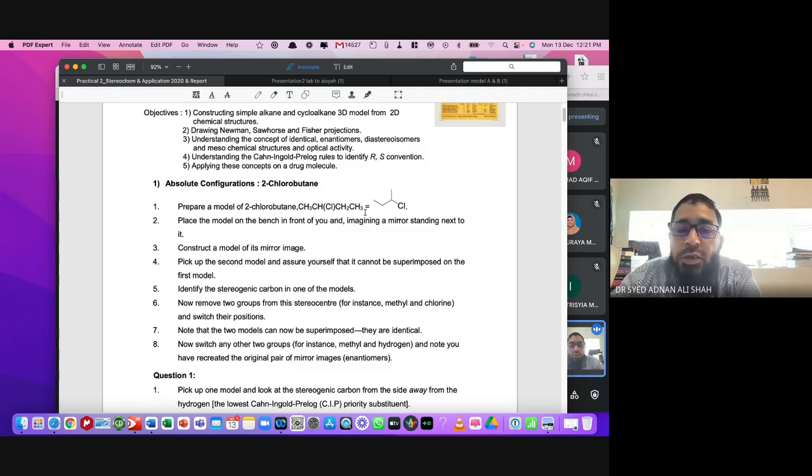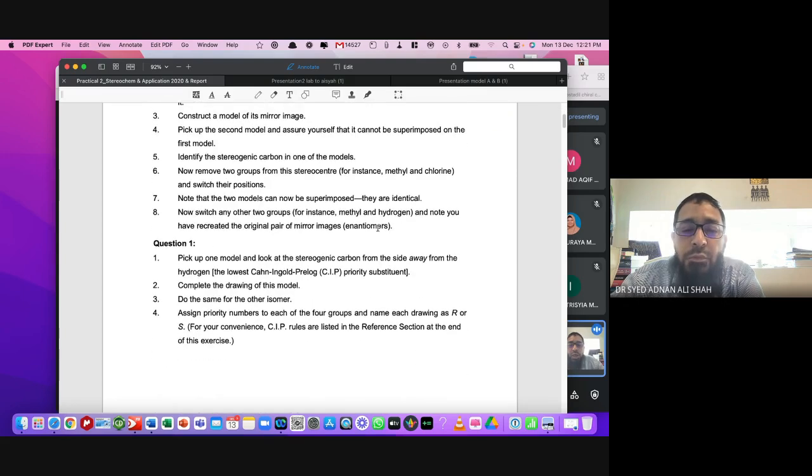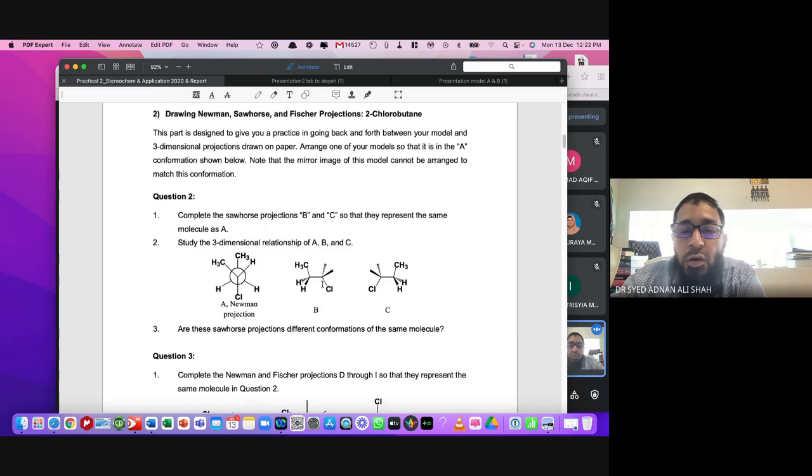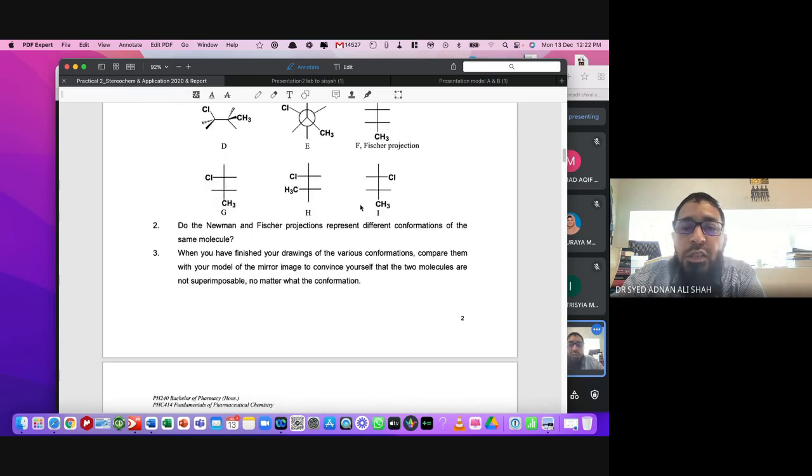If the rotation is clockwise, then it will be R. If anticlockwise or counterclockwise, then it will be S. Then we constructed the 3D molecule and converted that 3D to the Newman projection. So one molecule has different conformations, whether Newman projection, Sawhorse projection, or the Fischer projection.